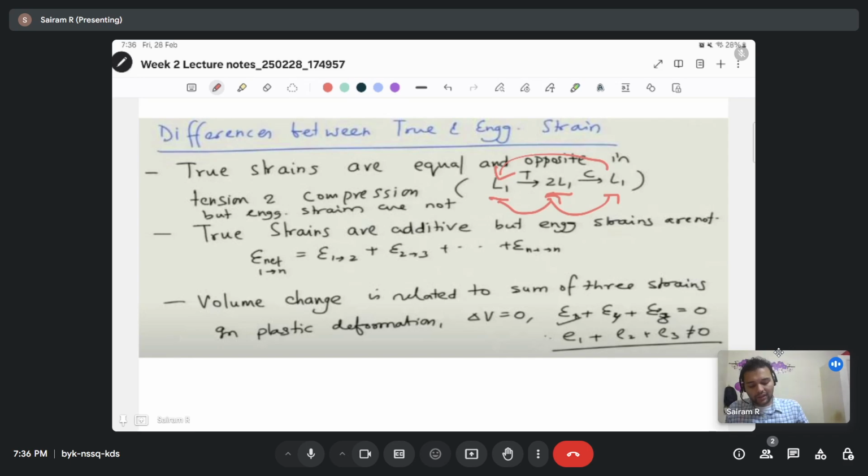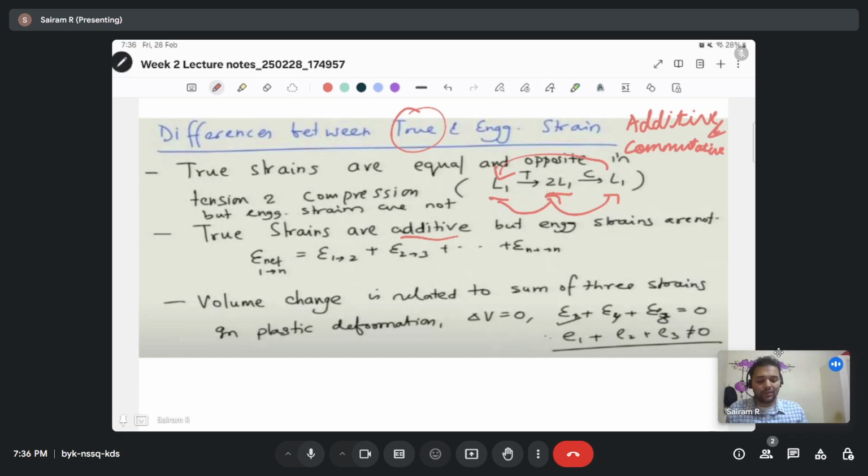True strain follows additive properties or additive nature. But engineering strains do not have these things, and they're not just equal but they are opposite in direction. So when we go from L1 to L1, it has some value of true strain, but when we go from 2L1 to L1, which is a compression, numerically the values will be the same, but there will be a difference in sign. So if this is positive, the compression will be negative.